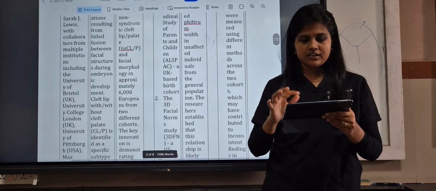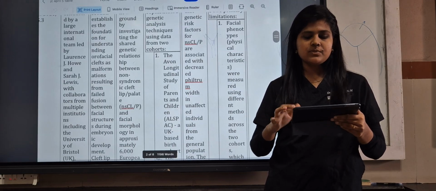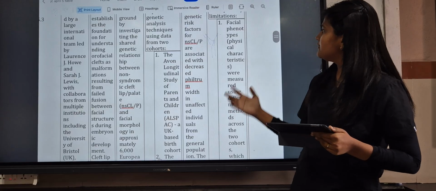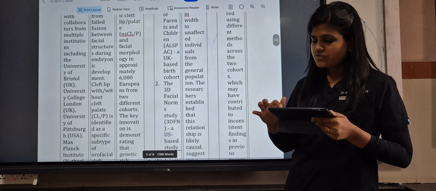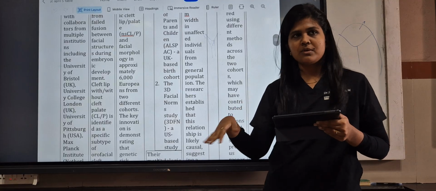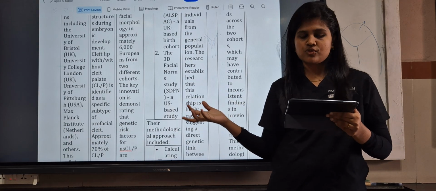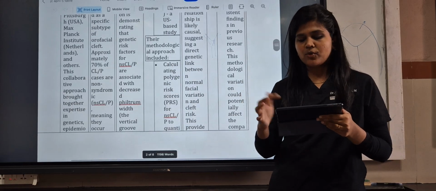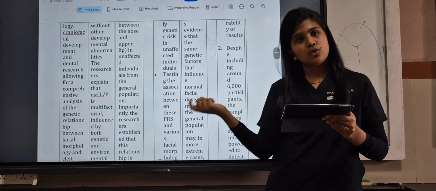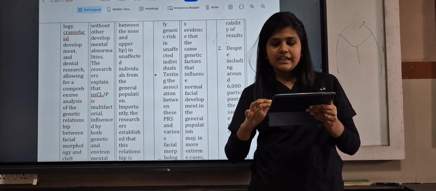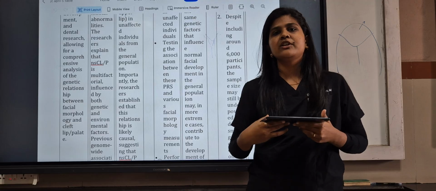Two primary limitations of the study were: first, facial phenotypes were measured using different methods across the two cohorts. They used a method to normalize this, but it may have contributed to inconsistent findings, so it can be one of the limitations. Second, though 6,000 participants is a high sample size, it can still be underpowered to detect these genetic variations. This may not be sufficient.